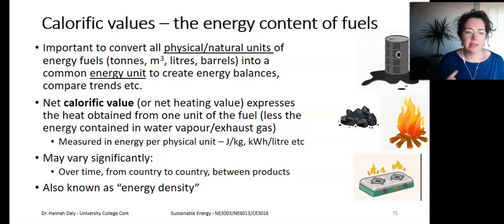And the thing about the calorific value is that it may vary significantly over time, from country to country, and between different products. There are different methodologies of estimating those. That's because the quality of different products changes over time, and the ways of producing them change over time. Different types of crude oil, for example, have different amounts of energy. Different grades of coal and natural gas have different energies. So those are standardized usually, and we get a calorific value for each country. By the way, this unit is also known as the energy density. So how much energy is contained in either a weight or a volume of a particular type of fuel.